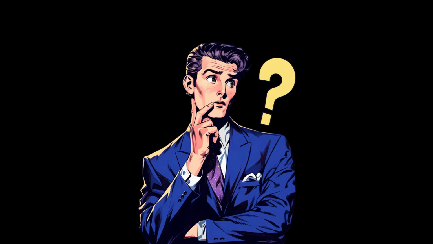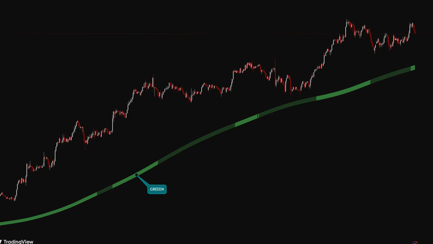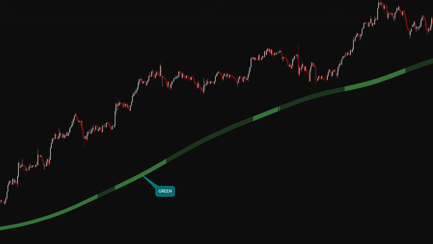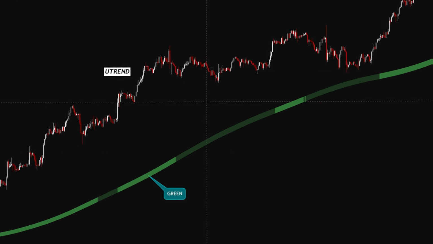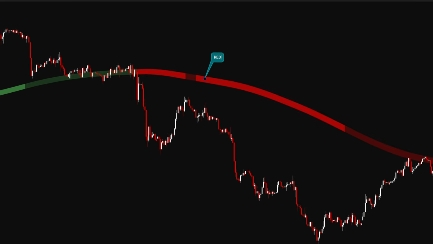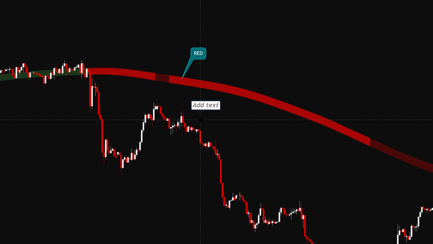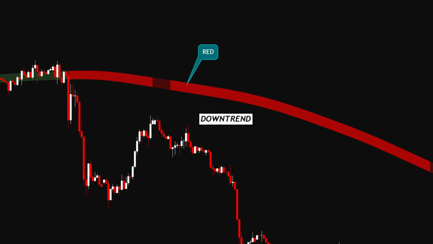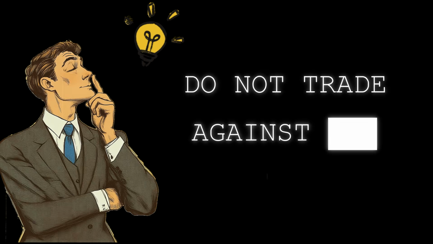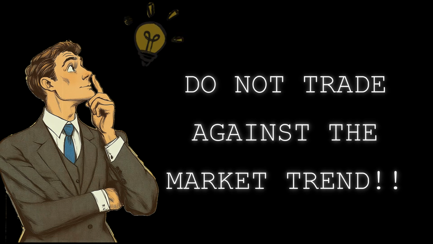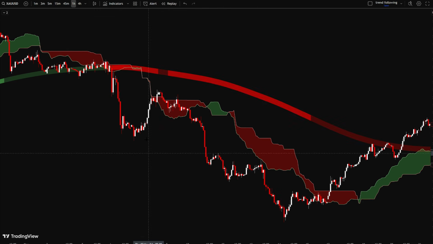So, how does it work? Super simple. Green means uptrend. Red means downtrend. And here's the rule. The rule I stick to is try not to trade against the trend color. If it's red, you're only looking for sells. If it's green, you're only looking for buys. Let me show you a clean example.